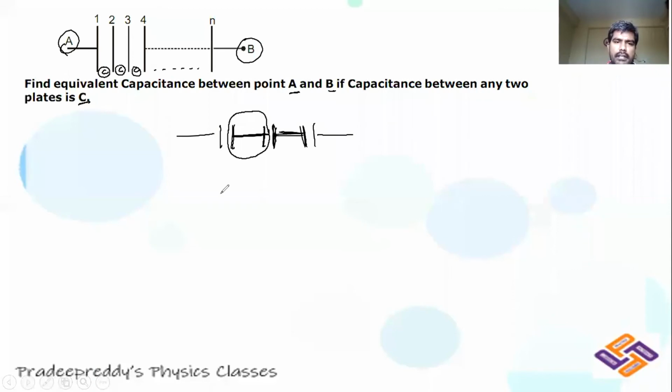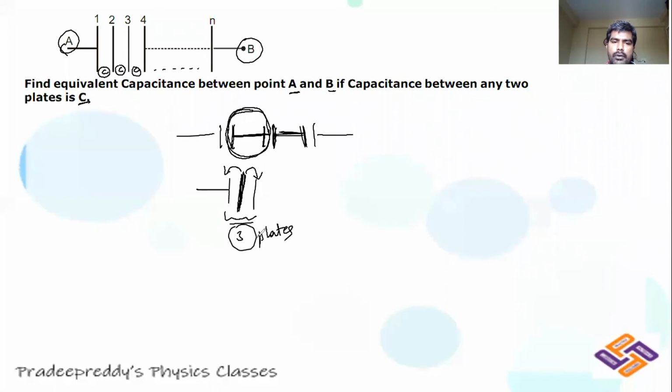So I can redraw the circuit like this. One plate here, another plate here, because I am taking these two plates, which are connected one with the other. As a result, this plate is sharing some charge with the first capacitor plate and some charge with the second capacitor plate. That is common. Now it is reduced to how many plates? 3 plates.